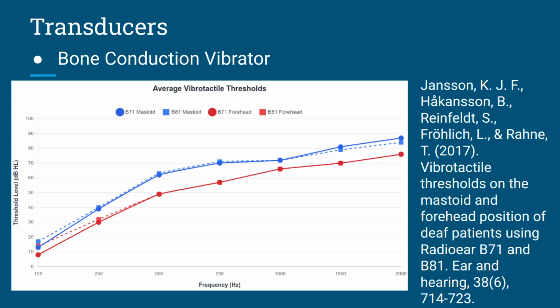But you can see a clear limitation here when you compare forehead to mastoid vibrotactile thresholds. We can see the threshold level for the mastoid is at a higher level than the threshold level for the forehead. That means you get vibrotactile thresholds at a lower level using the forehead. So that's a clear drawback to using the forehead compared to the mastoid. So, there are advantages and disadvantages to each placement, but the forehead is becoming more common.